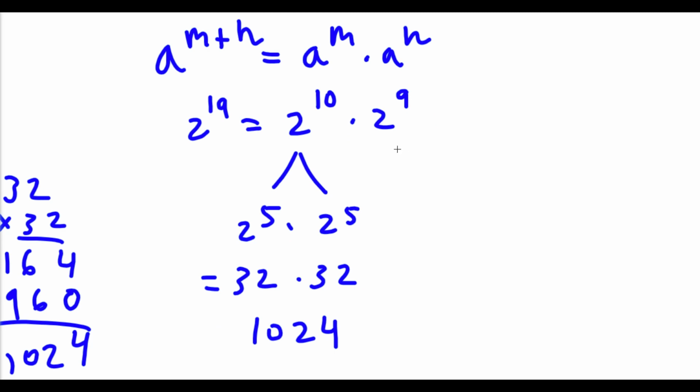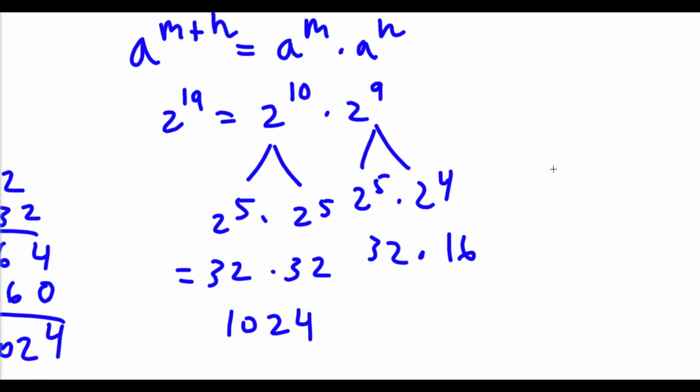times 2 to the power of 9, which we can rewrite as 2 to the power of 5 times 2 to the power of 4. Now 2 to the power of 5 is 32 times 2 to the power of 4 is 16. So I have 32 times 16.